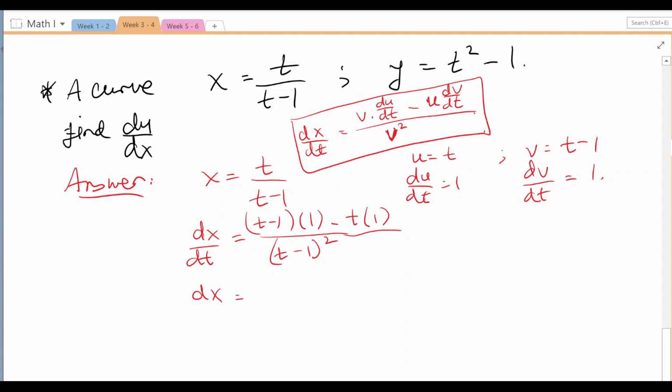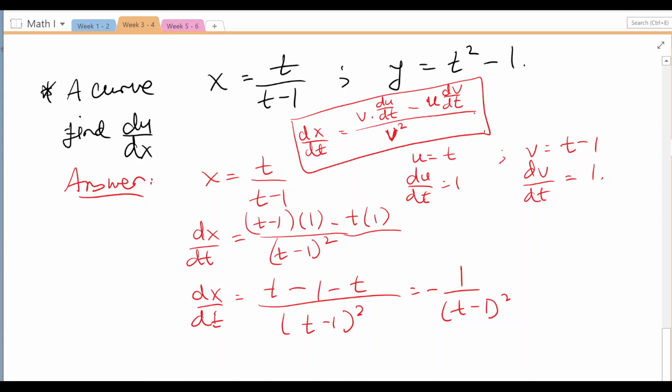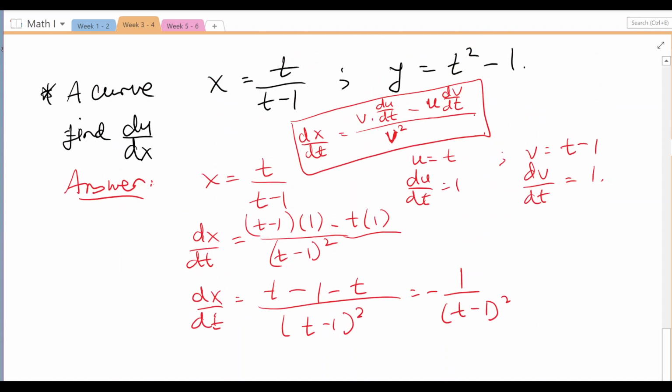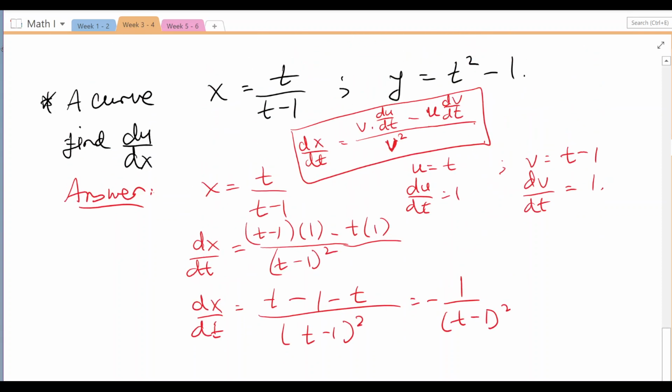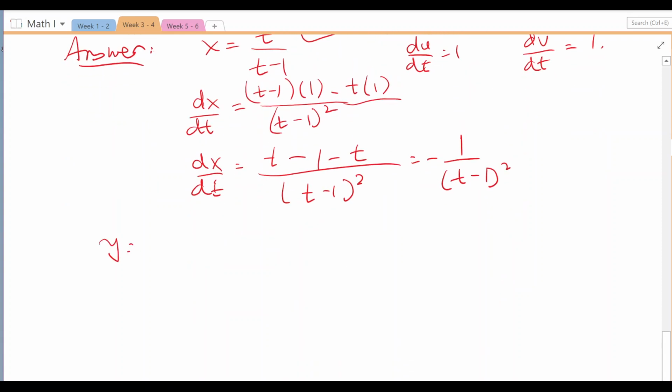So dx over dt becomes t minus 1 minus t, so the t's get cancelled. This is equal to simply negative 1 over t minus 1 squared as our dx over dt. And then for dy over dt, we have y equals t squared minus 1. So write down y equals t squared minus 1. Therefore dy over dt is simply 2t, and that's it.